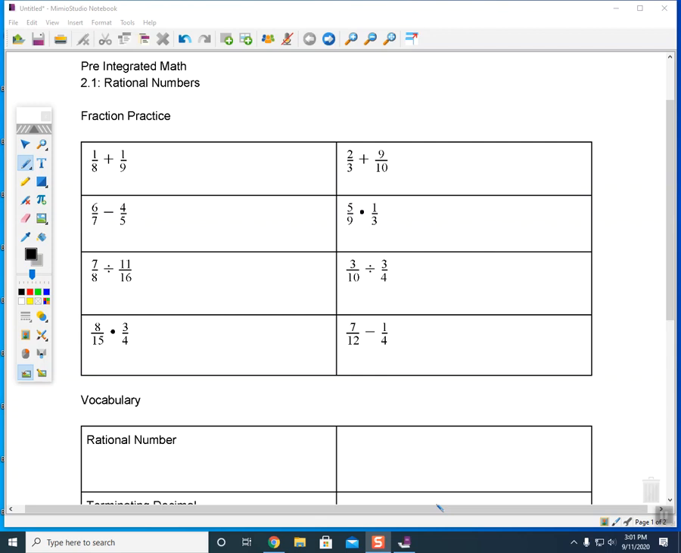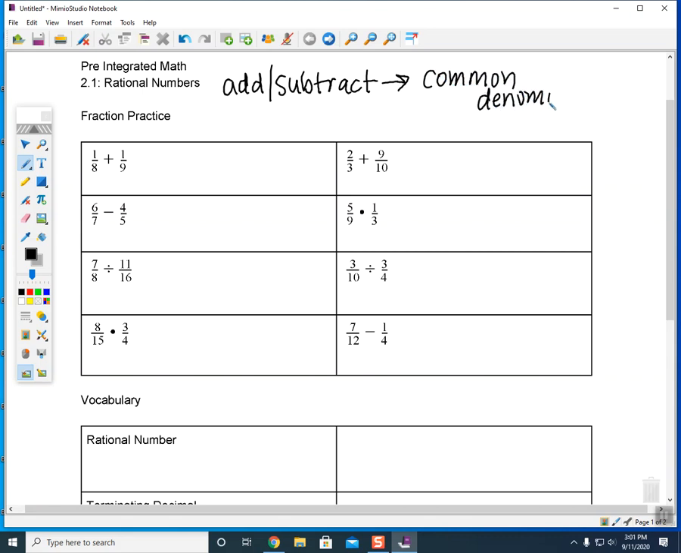about fractions. So when we add or subtract fractions, I need a common denominator. Okay, and so what this looks like, for example, I have 1/8 plus 1/9. I need a common denominator between the two of them. The easiest one that I can think of is just 8 times 9. Okay, so 8 times 9, if I do this times 9, I have to multiply the top times 9. And that's going to give me 9 over 72.